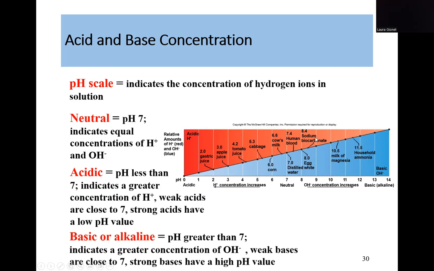Right? So the red gets smaller, hydrogen ions decrease. Right? The blue area gets bigger. The value assigned to the solution is increasing.